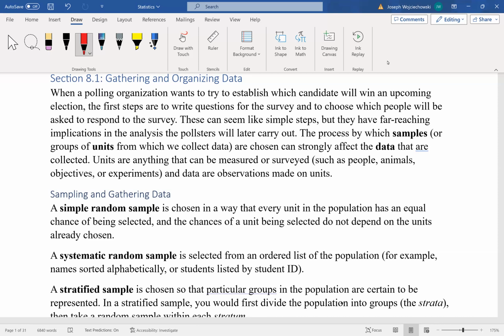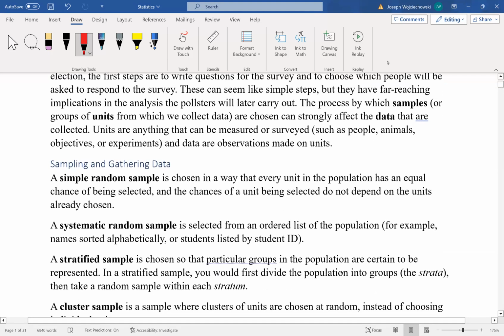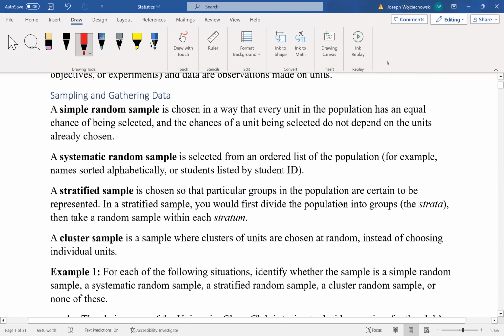This process by which samples or units are chosen can strongly affect the data that are collected. Units are anything that can be measured or surveyed, such as people, animals, objective experiments, and data observations made on units. So we're going to look at several different types of sampling methods.